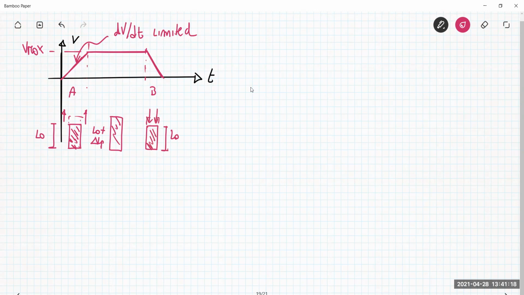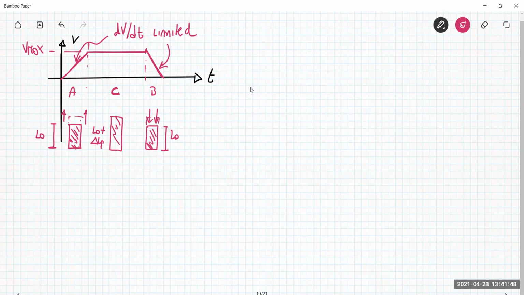Again, this phase should have a deceleration which is controlled, so that the dV/dt here is also limited. Let me call these A, B, and C. A is the activation phase, the energization phase. B is the de-energization phase, and C is the constant phase. This is the voltage V applied to a capacitor.